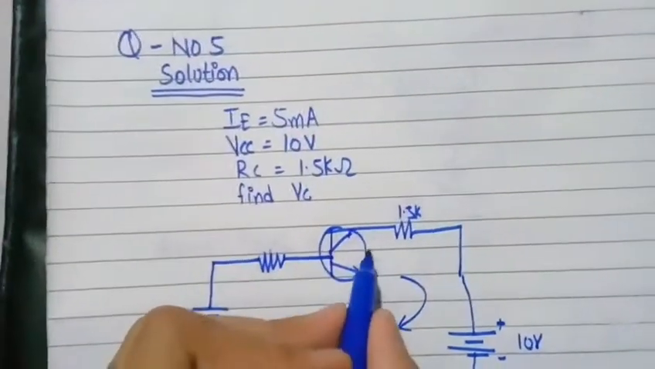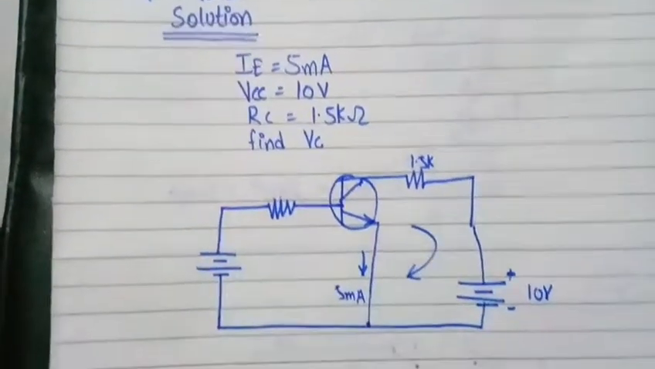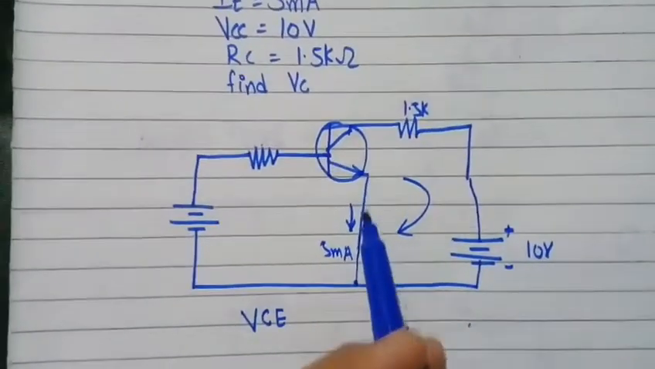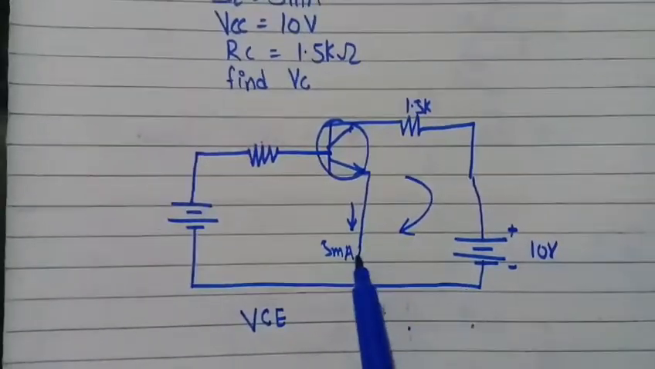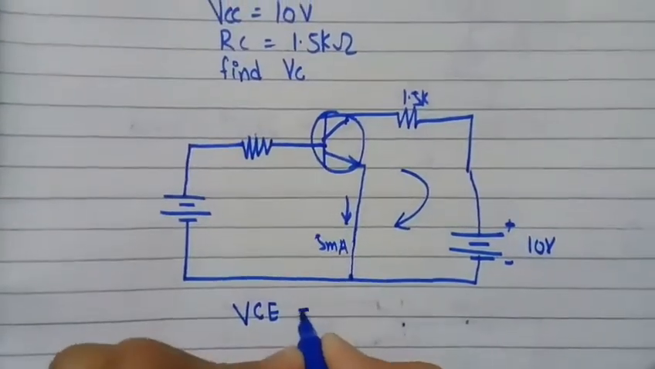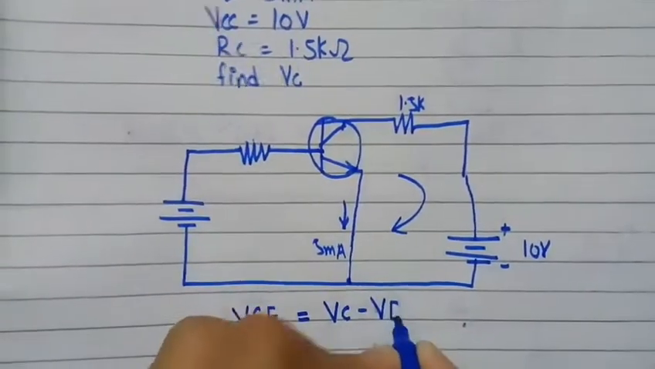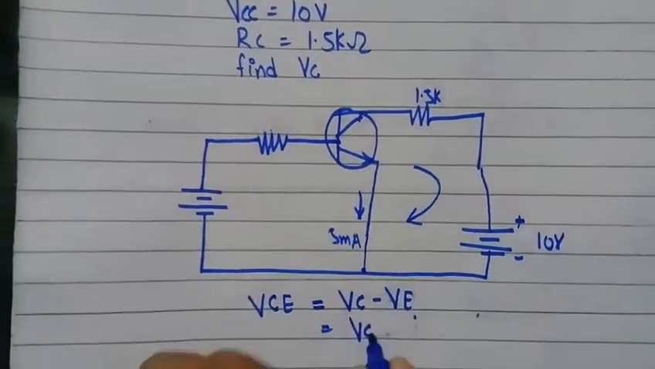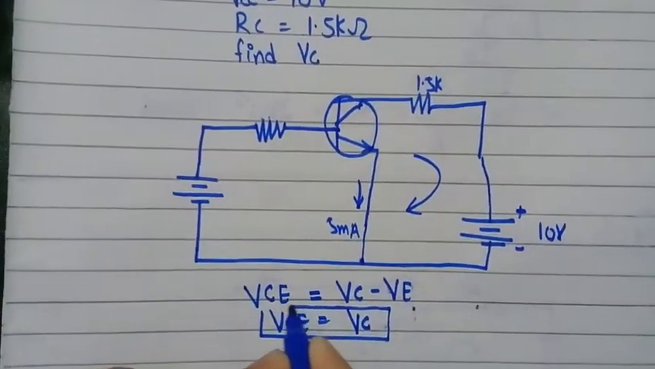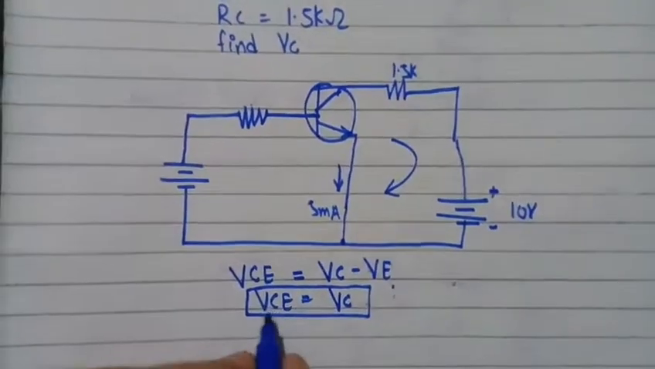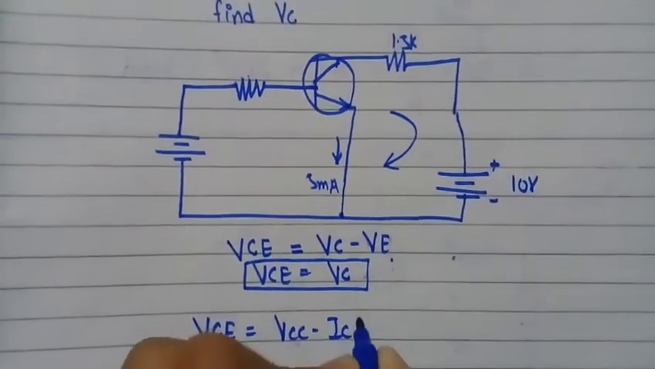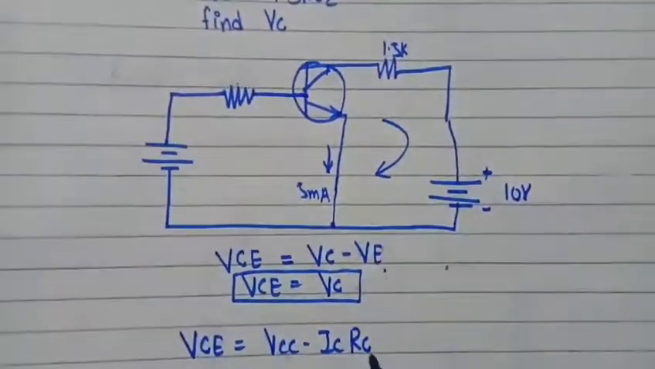So as you already know, this junction will be VCE, the collector emitter voltage. There is the emitter branch, and this emitter branch has no voltage drop because there is no resistance. So VCE will be equal to VC minus VE. VE will be equal to 0, so VCE will be equal to VC. So the formula of VCE, the VCE will be equal to VCC minus IC into RC. You will know that formula.